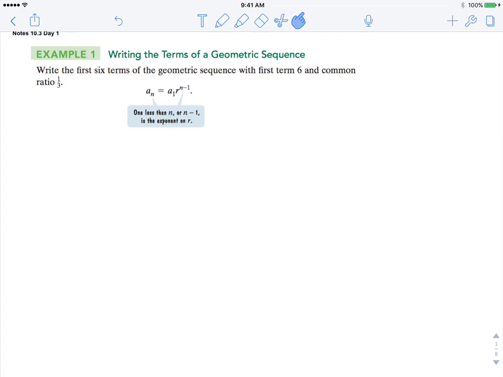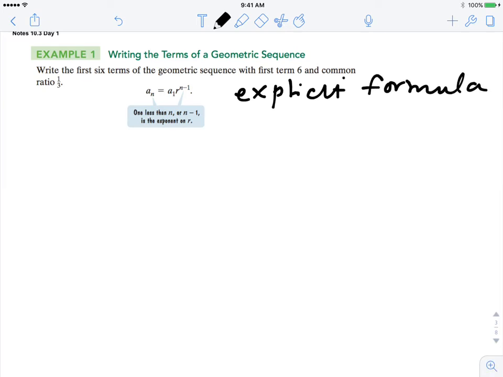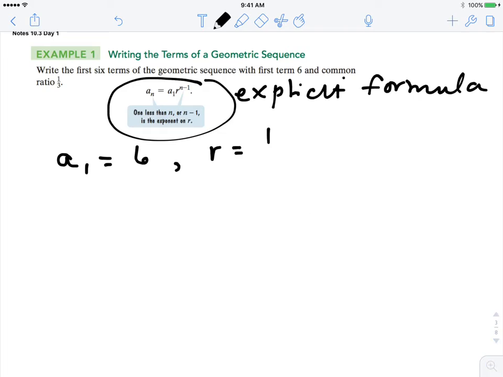Moving down to our first example, writing the terms of a geometric sequence. What we're going to do is use the explicit formula. So this is the explicit formula for a geometric sequence. It says write the first 6 terms of this geometric sequence with the first term being 6. So that's your a sub 1. So your first term has a value of 6. And the common ratio, your r, is 1/3.